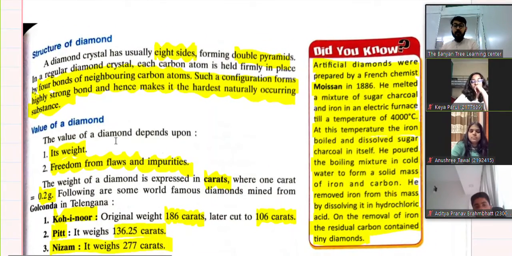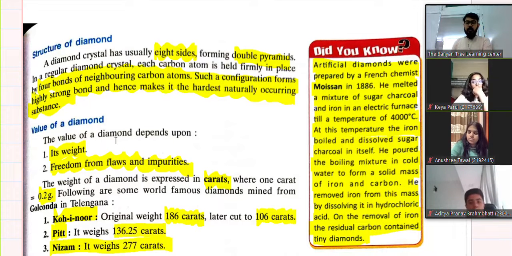A diamond crystal has usually 8 sides forming double pyramids. In a regular diamond crystal, each carbon atom is held firmly in place by 4 bonds of neighboring carbon atoms. Such a configuration forms highly strong bonds and hence makes it the hardest naturally occurring substance.